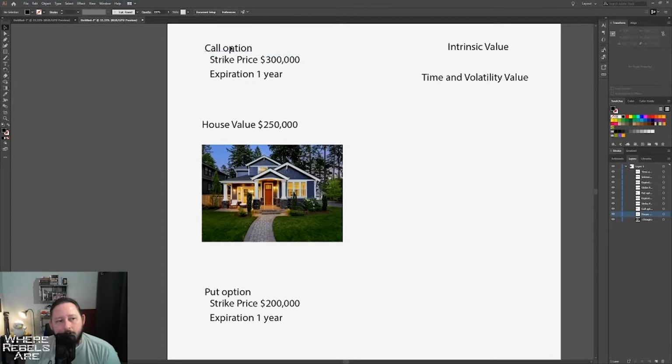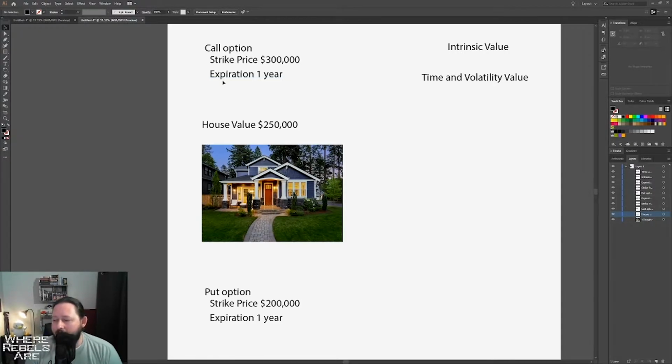What the call option does is it allows you to pay a fraction of what the house is worth, because you're not taking actual possession of the house. You are just buying a contract that says if the house increases in value, you have the ability to buy the house at a specific price, which is referred to as the strike, within a specified period of time, which in this example is an expiration of 1 year.